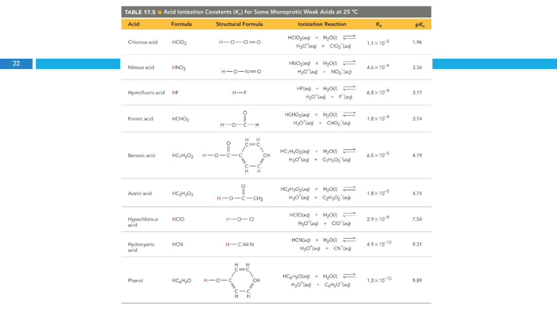So here's a table from your textbook showing a bunch of acid ionization constants, called Ka. It shows the names of the acids, their formulas, their structural formulas, their ionization reactions, and their Ka values. Over here is the pKa value. We'll learn about that in a few minutes. You don't memorize Kas. You look them up. If you need them on a test, they'll give them to you. So please don't ask me, do we need to memorize that table? No, you don't.